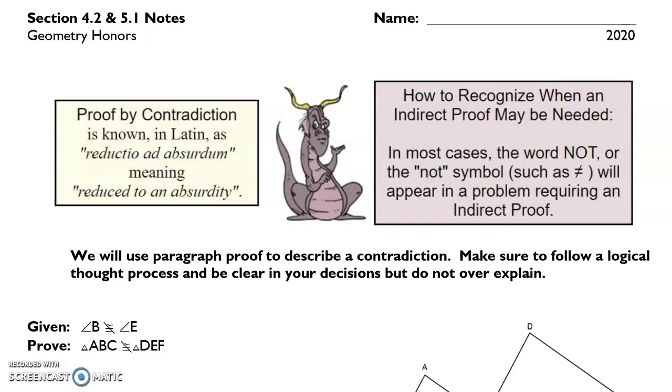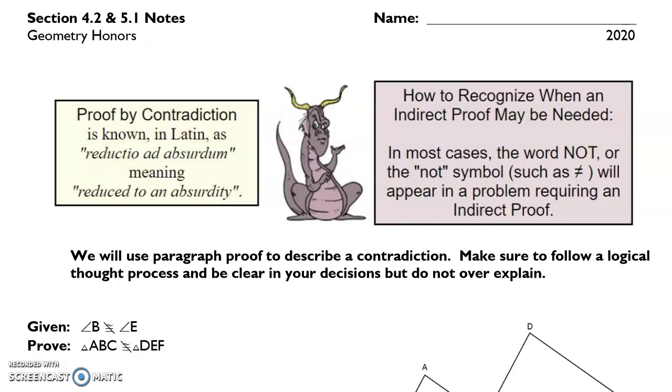It's Mr. Zabo, and today we are going to do two sections. We are going to first talk about proof by contradiction, also known as reductio ad absurdum, or reducing something to an absurdity. That is the Latin for proof by contradiction. And we are then going to talk about the case of the missing diagram. So let's go ahead and get started.